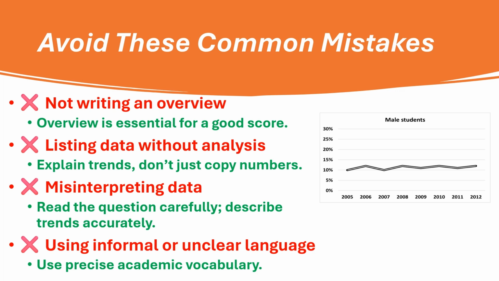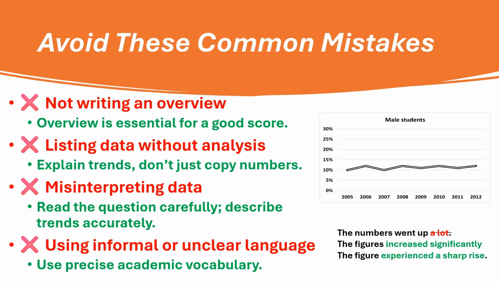Lastly, using informal or unclear language can lower your score. Task 1 requires formal academic writing, so avoid casual phrases and unclear descriptions. Instead of saying, "the numbers went up a lot," use precise vocabulary like "the figures increased significantly" or "experienced a sharp rise." By avoiding these mistakes and following a structured approach, you can improve clarity, accuracy, and coherence in your response.